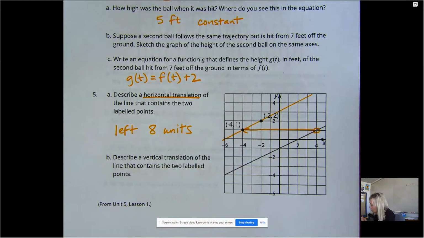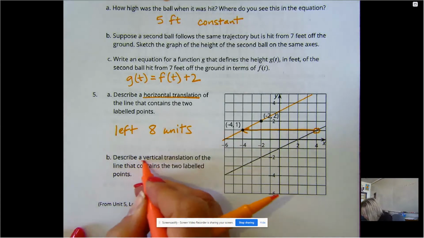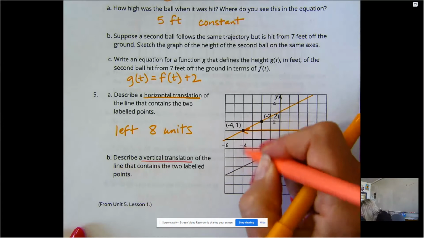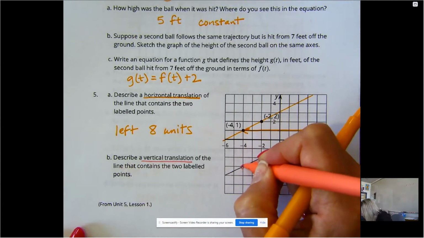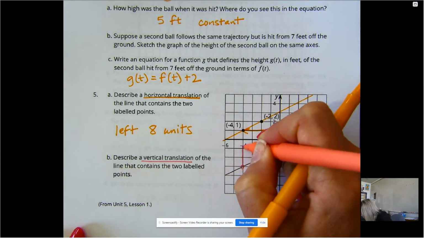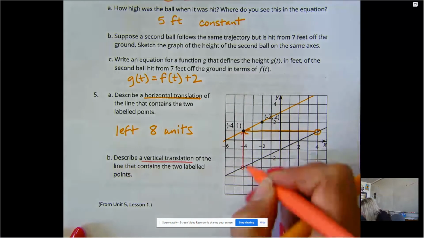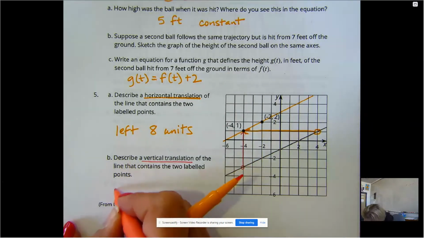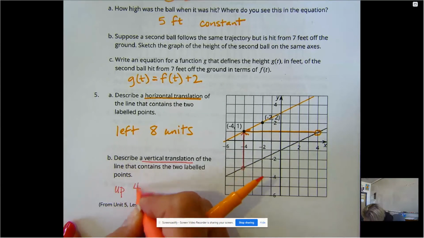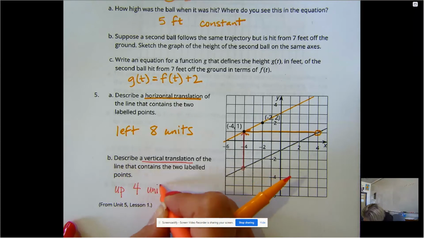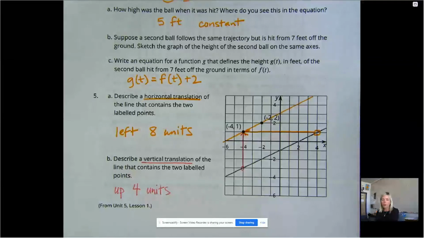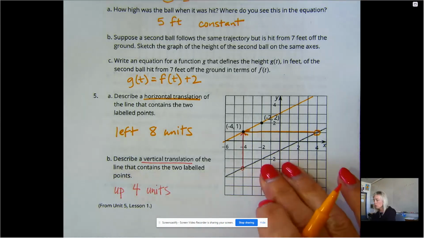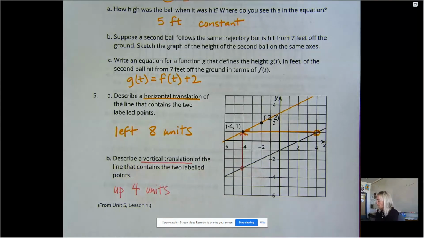And then the vertical translation, you could do a vertical translation. So I'm going to match that same point up with this point down here. And that would be up, looks like 1, 2, 3, 4 units. So performing either of those transformations would start with the line drawn and end with the line I just drew in yellow.